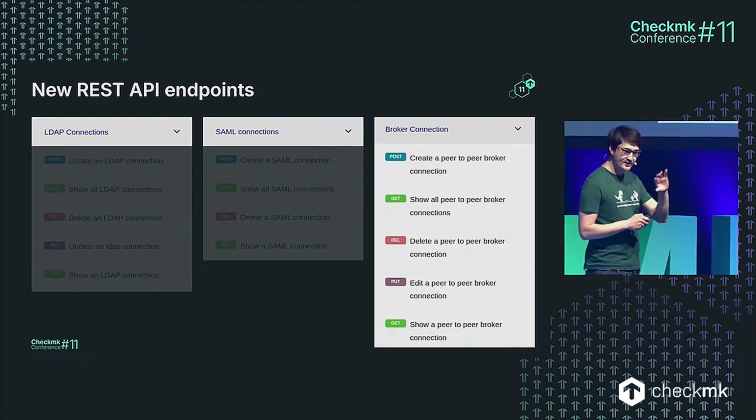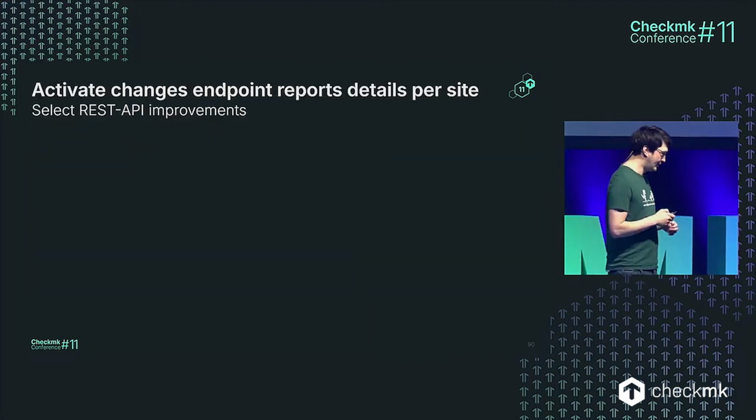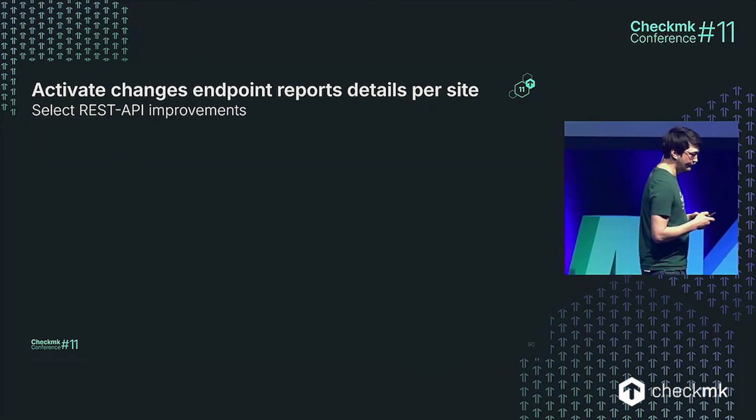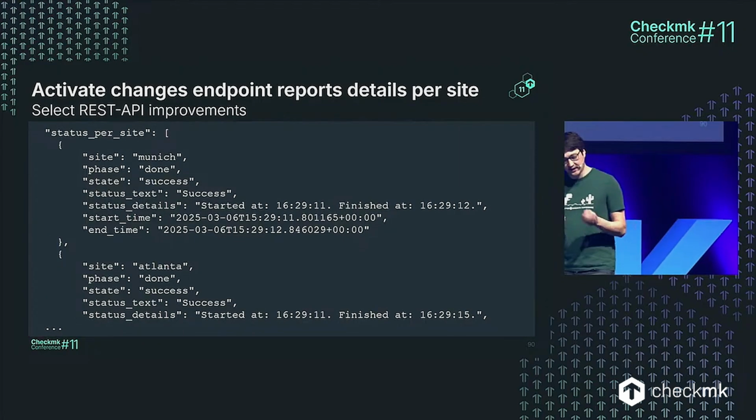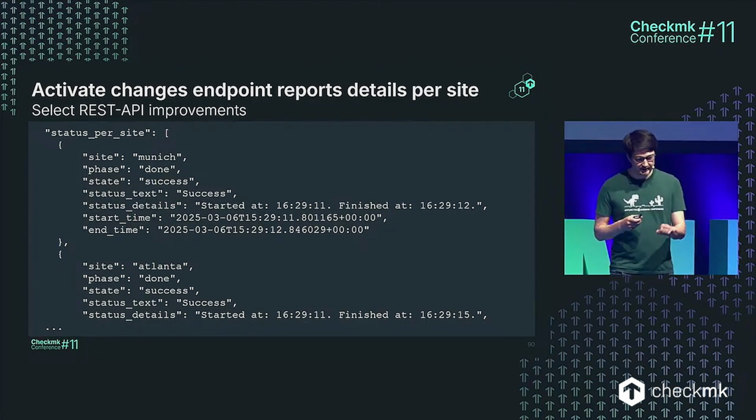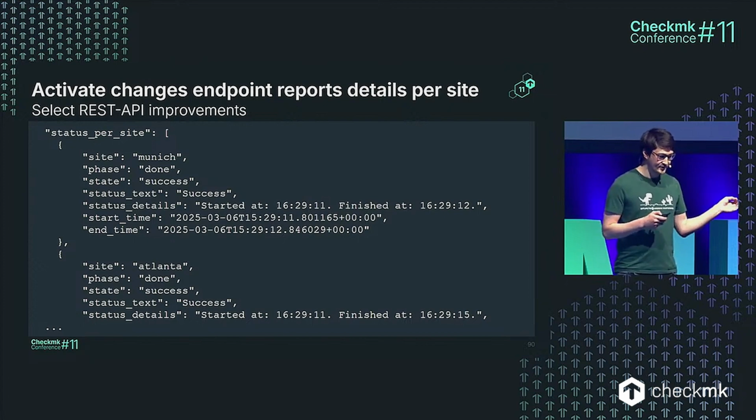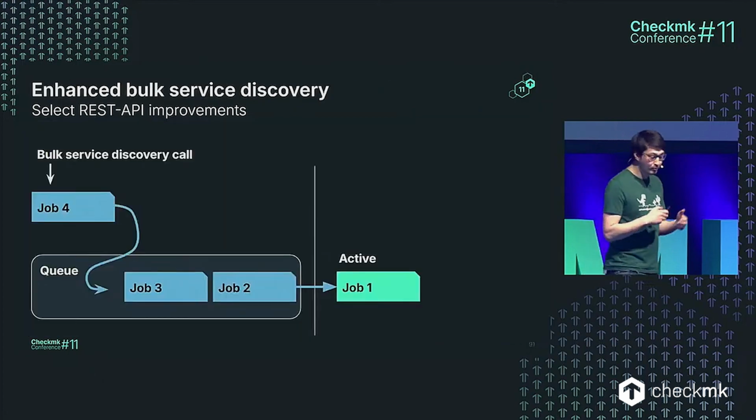Besides new endpoint families, we also work on making improvements to existing endpoints. Just picking a few of them which made an impact, at least for me. One thing is the activate changes endpoint, because you can now finally get the state per site as a result from the API. You can see which phase it is currently on, and then you can use it much better in your automations. Another thing is the enhanced bulk service discovery.